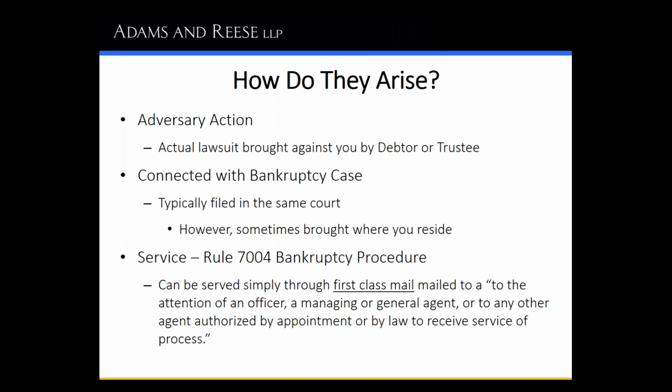Also important to pay attention to is service. Rule 7004 of the Bankruptcy Procedure states that you can be served in the adversary action simply through first-class mail that's mailed to the attention of an officer, a managing or general agent, or to any other agent authorized by appointment or by law to receive service of process. So it's really important to pay attention, because you're not necessarily going to get served like you would think in a traditional lawsuit, and you don't want these complaints to get lost in the mail.